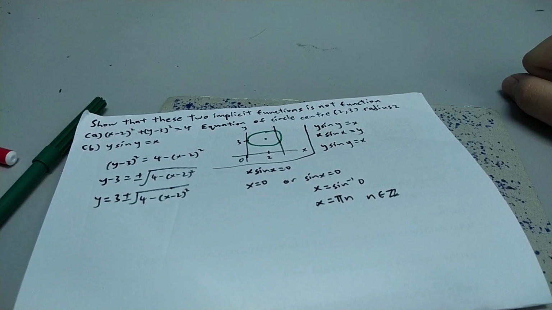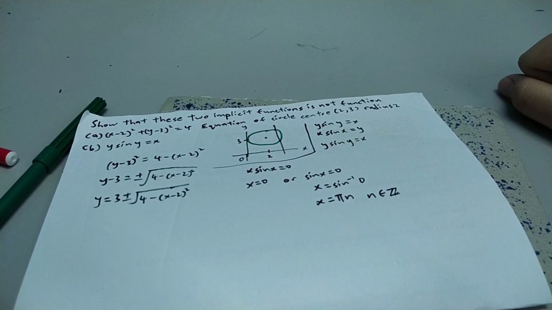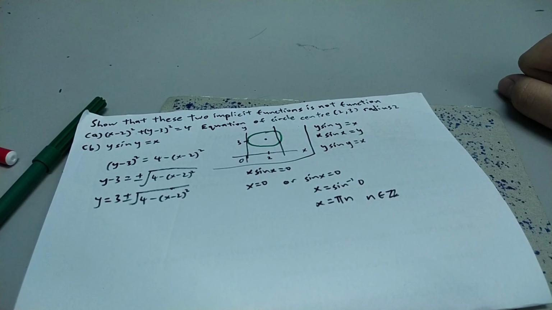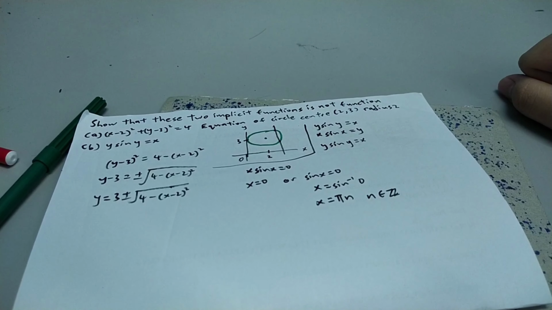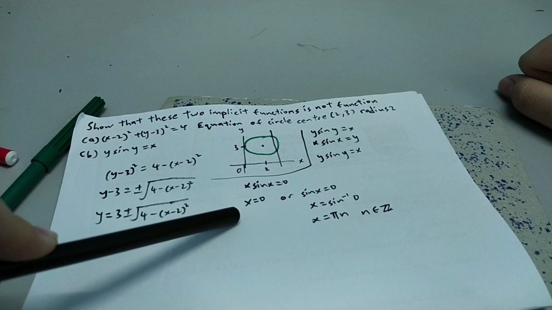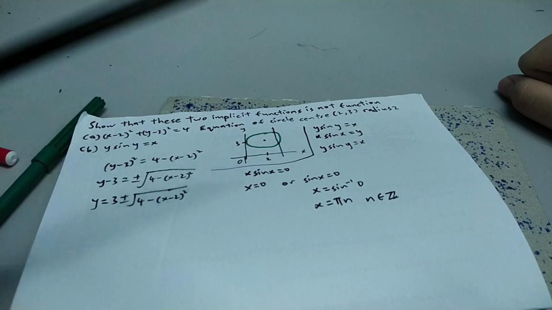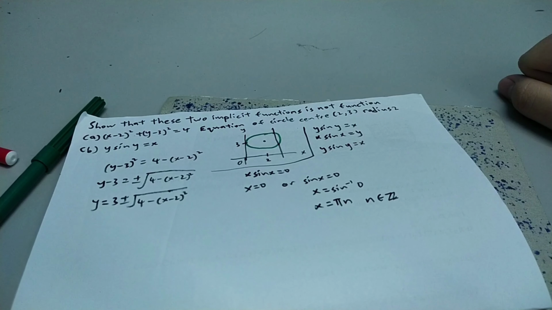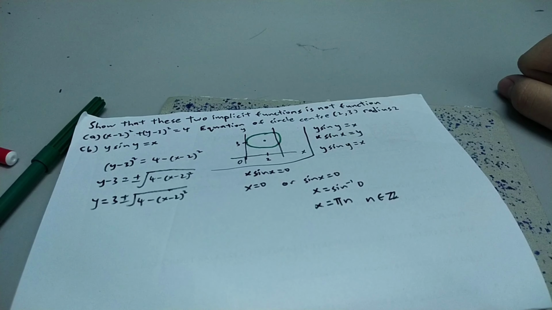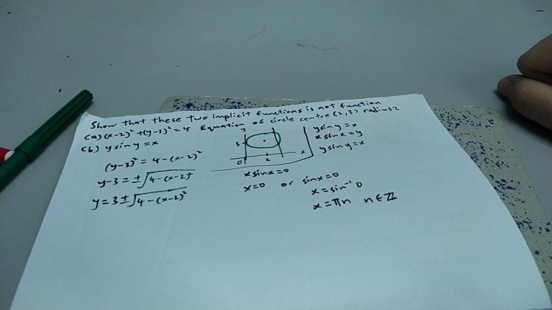Normally we will use the horizontal line test to find whether the function's inverse is a function or not, but in this video I use the horizontal line test for another purpose, which means that we can show that this function is not a function.